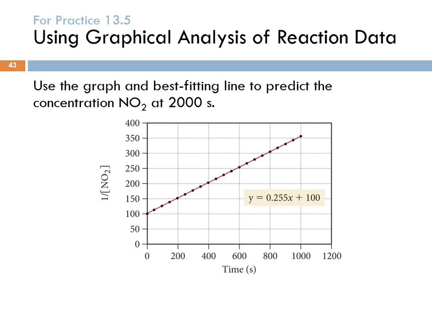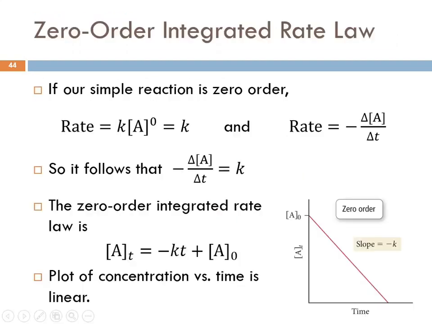So using the graph and this best fitting line, predict the concentration at 2,000 seconds. See, this experiment was done over the course of 1,000 seconds, right? And we got this nice line and a nice equation, so we don't actually have to continue the experiment out to 2,000 seconds to find out what the concentration is. We can just use the equation to figure it out. So what does y represent? This y is 1 over the concentration.